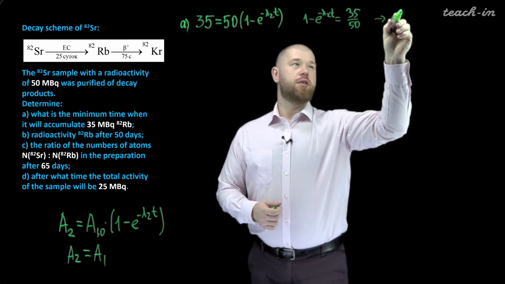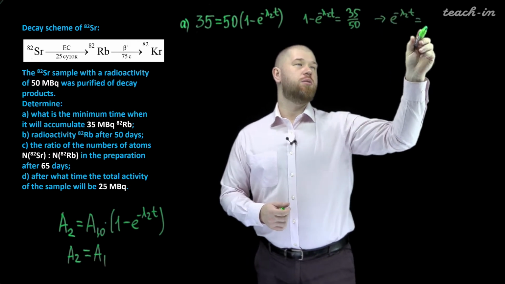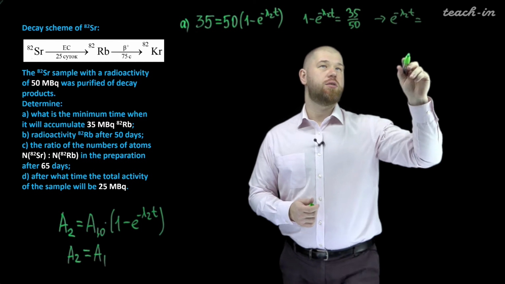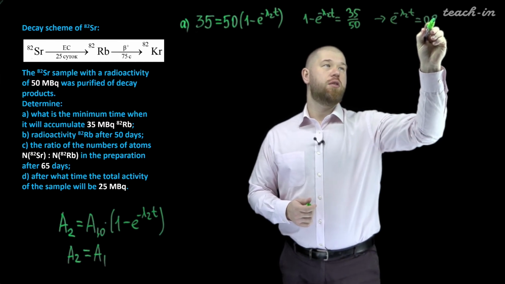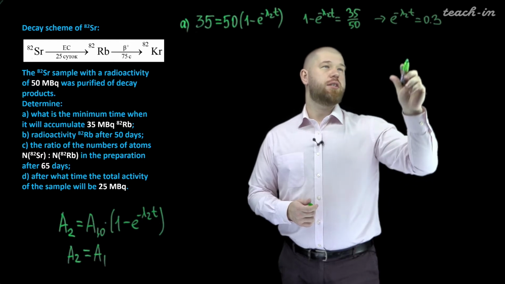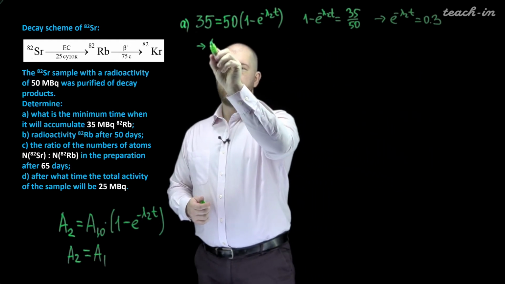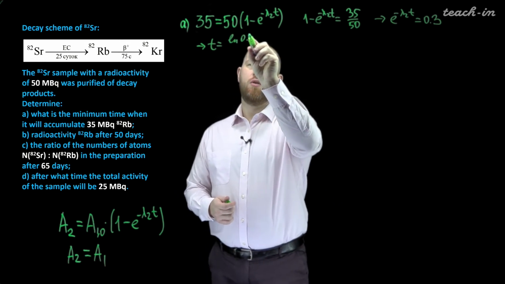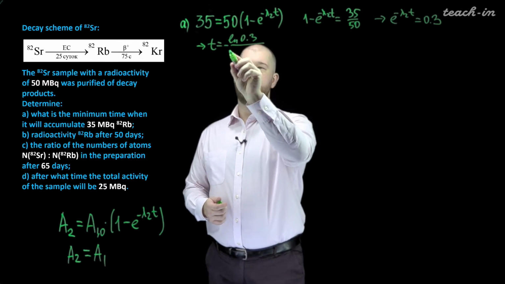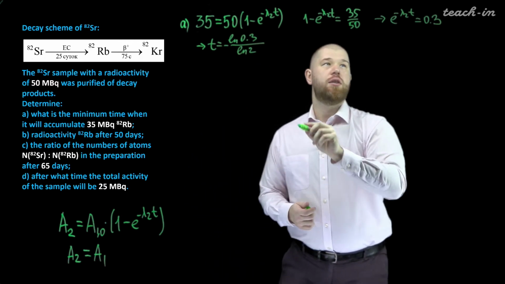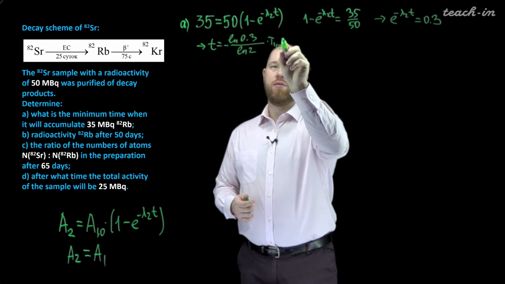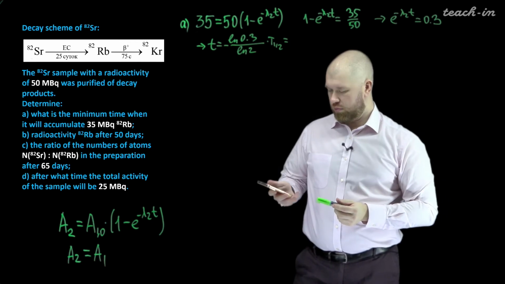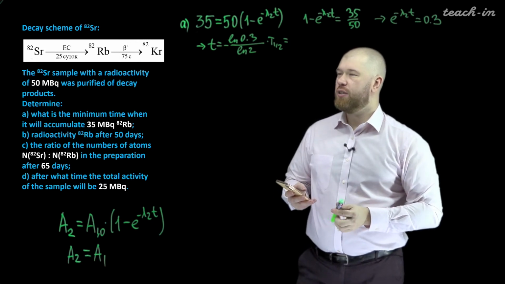That means that the exponent will be equal to 1 minus 35/50, so it will be 0.3, and thus time will be equal to logarithm 0.3 divided by logarithm 2 and multiplied by the half-life of the rubidium.